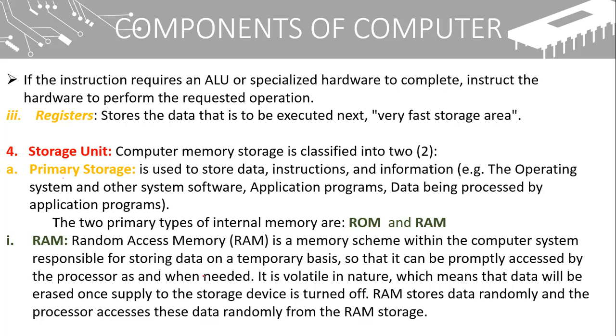It is volatile in nature, which means that data will be erased once supply to the storage device is cut off. That is why your computer or your phone sometimes asks you to put it in optimal mode. Whenever you open different software or applications, say 10 applications, you see that your handset becomes very slow. But when you minimize and close some software, your computer or handset becomes very fast again.